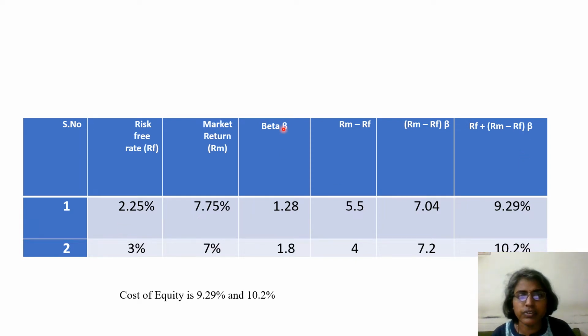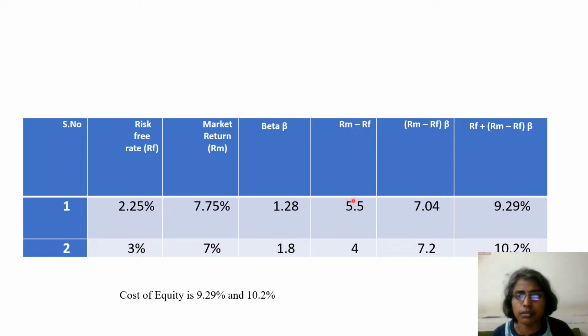The second, third and fourth columns are nothing but the data given in the problem: the risk-free rate, the market return RM, as well as the beta. Now first let us calculate RM minus RF. RM for company 1 is 7.75 and RF is 2.25, so 7.75 minus 2.25 is 5.5. That is RM minus RF.